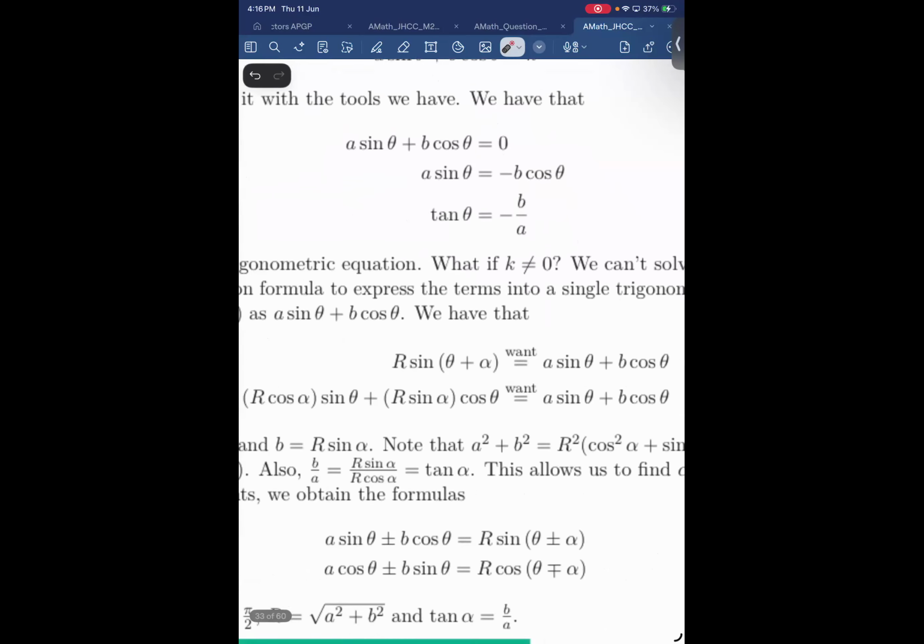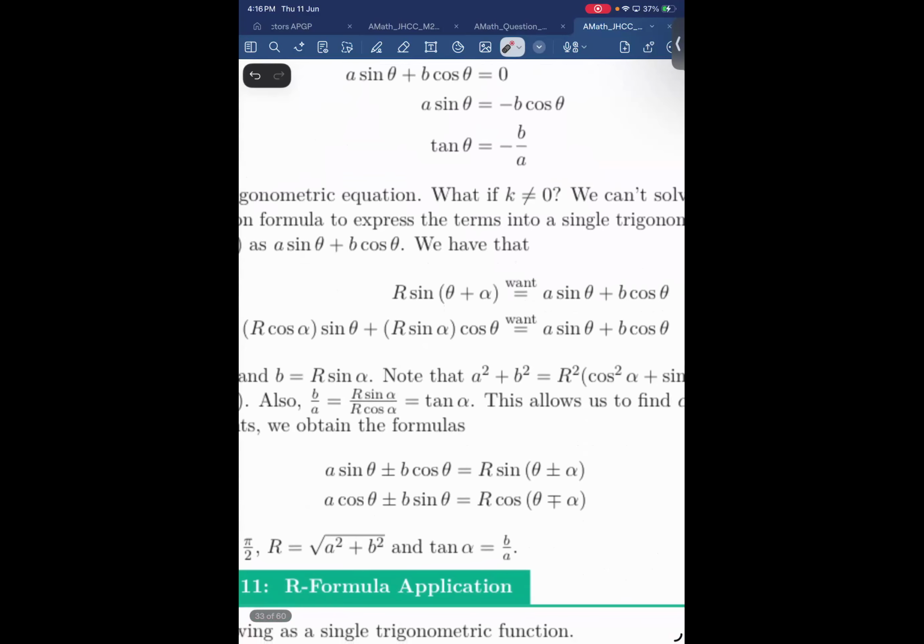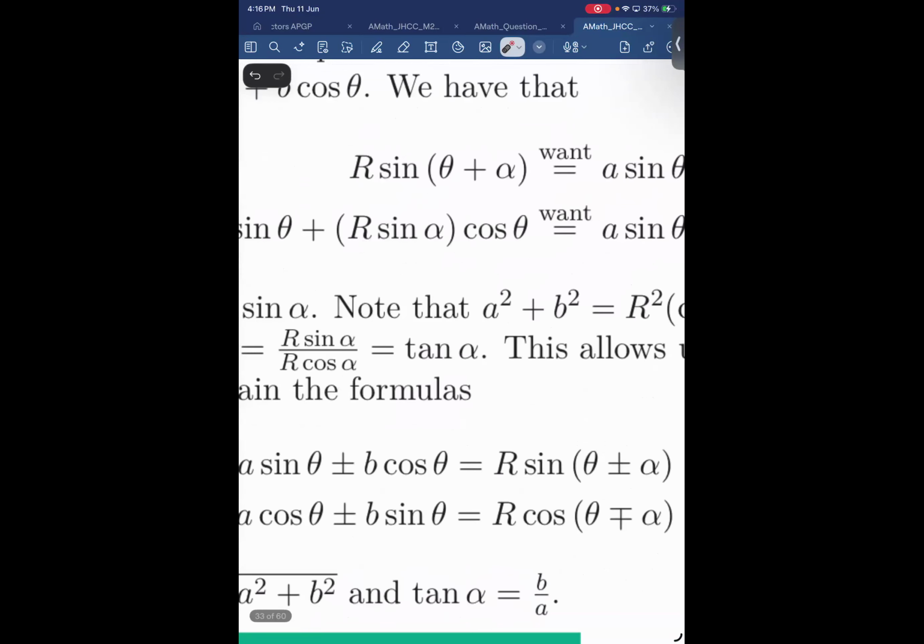The derivation of this I'll skip, but essentially what we do want is this. These two formulas are the important ones.